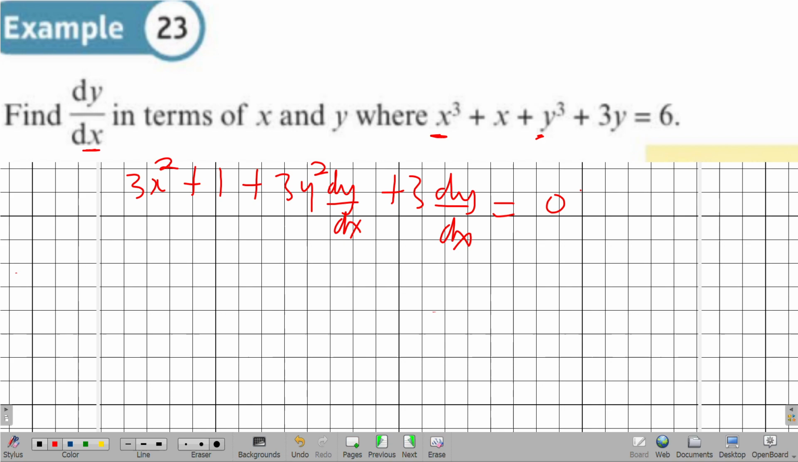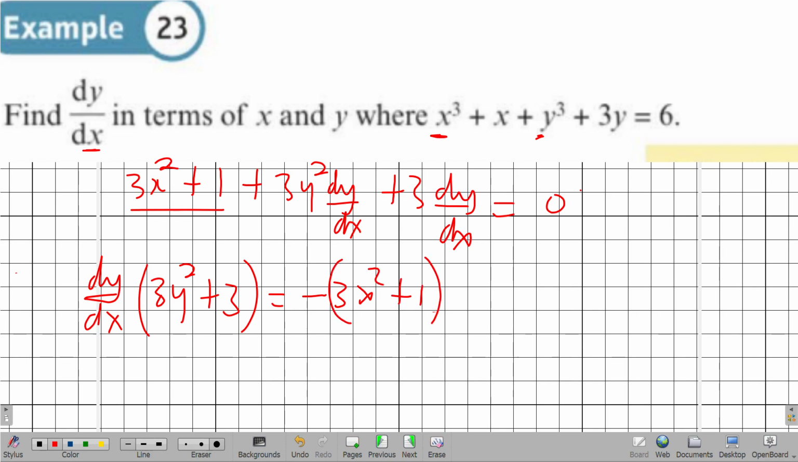So since we want dy over dx, we are going to factorize dy over dx, and we are left with 3y squared plus 3, and these two terms here will be 3x squared plus 1. So dy over dx is equal to minus 3x squared plus 1, over 3y squared plus 3. That's how we do the implicit differentiation.